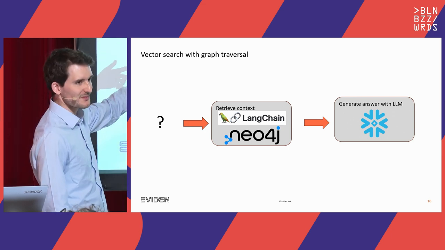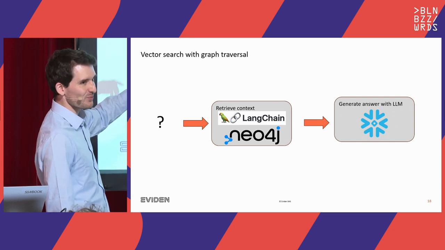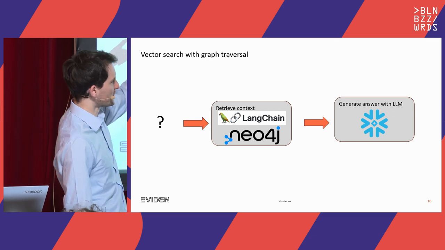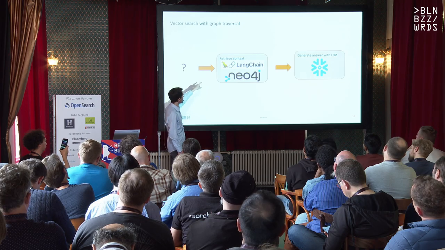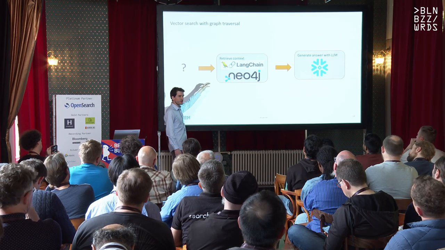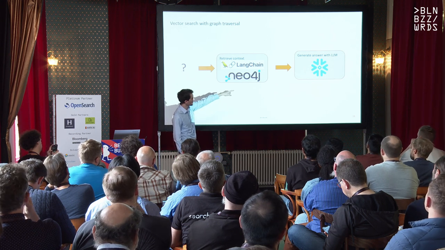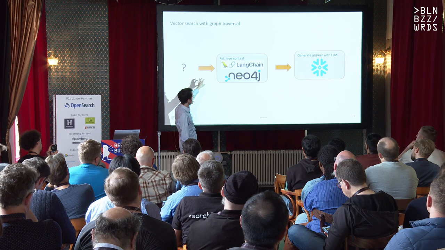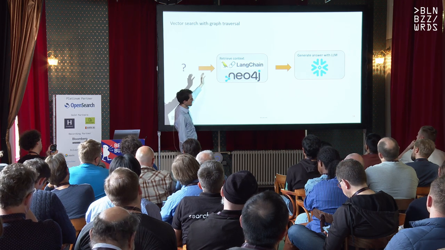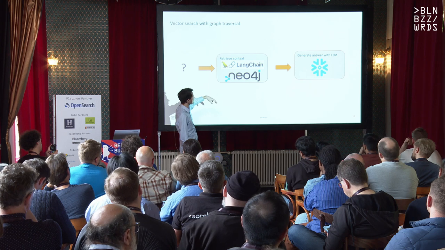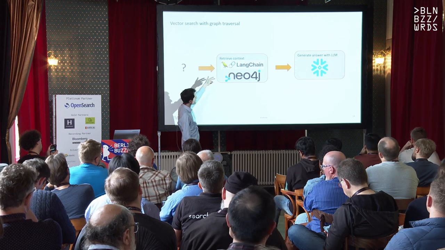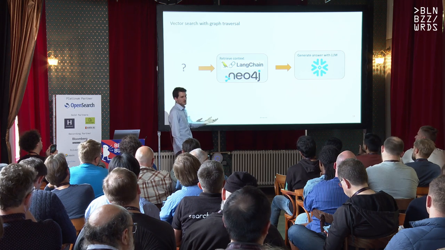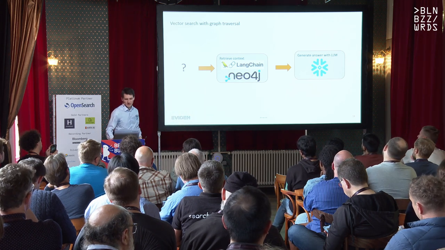But then you need to inform the LLM what date is today, because it doesn't know by itself. Then you would turn this natural language query into a cipher query. You use an LLM for that. So basically, there would be another step here: generate query with LLM. You retrieve this information from the database. You put it then back into the LLM, and the LLM generates an answer. So those are basically the two options you have.